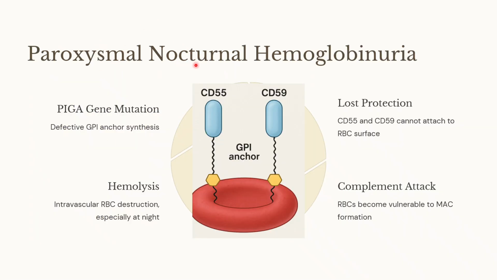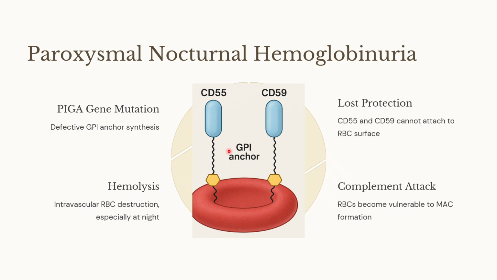What about paroxysmal nocturnal hemoglobinuria? This is the picture of the RBC. The GPI will anchor CD55 and CD59 to the RBC. They cannot attach to the RBC by themselves. They need this GPI anchor.